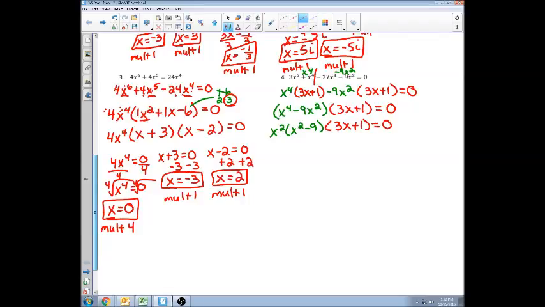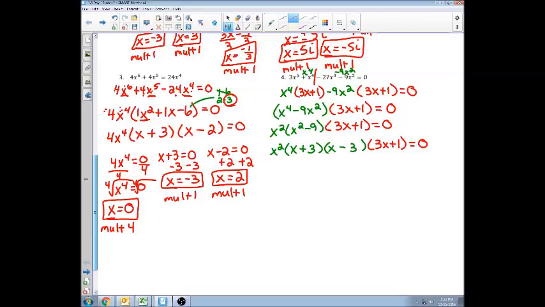Now, is there anything else I can do with x squared? There is not. However, x squared minus 9: x squared is a perfect square, I have a subtraction sign, and 9 is a perfect square. So it's going to be 2 sets of parentheses, a positive sign and a negative sign. X goes in the front. The square root of 9 is 3. Don't forget about your 3x plus 1. All right. Now, is there anything else I can do to factor any of those four different parts?